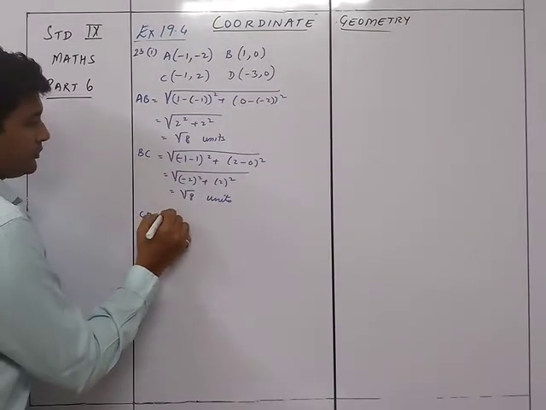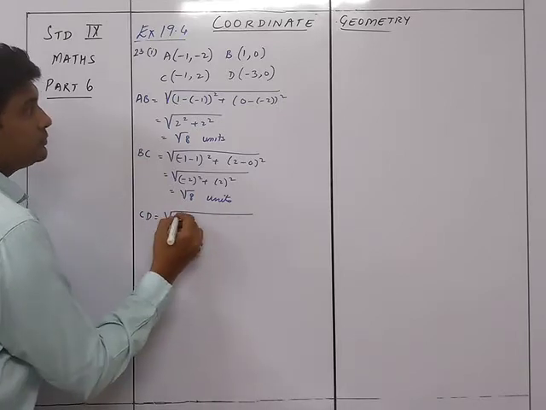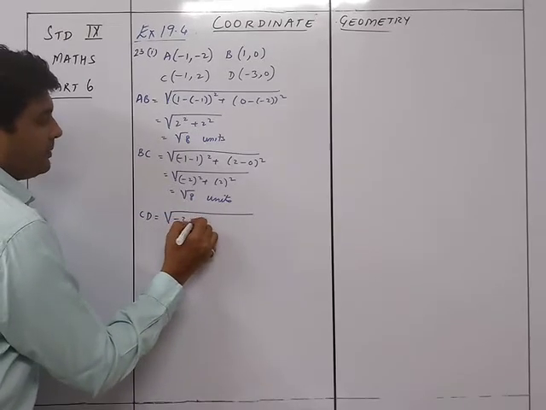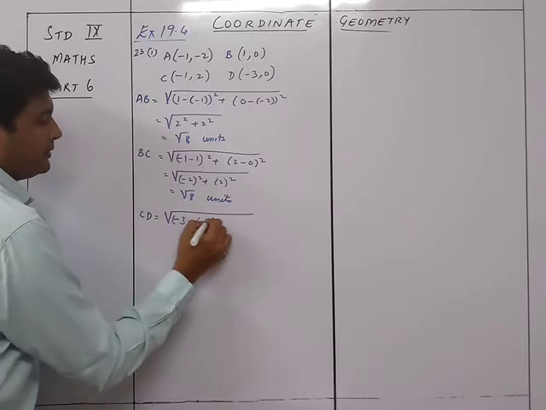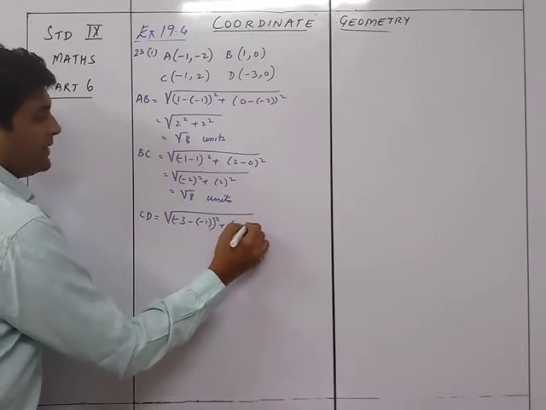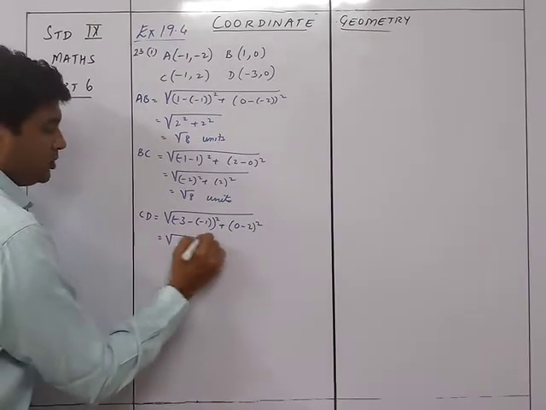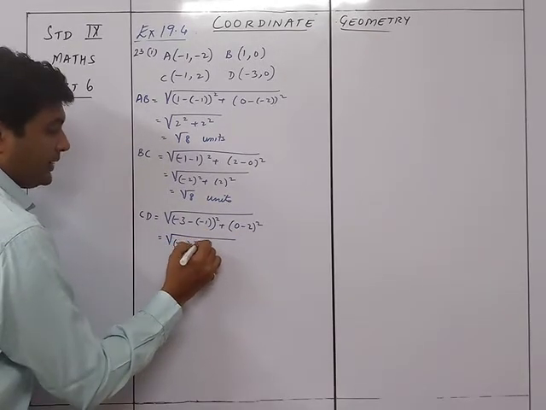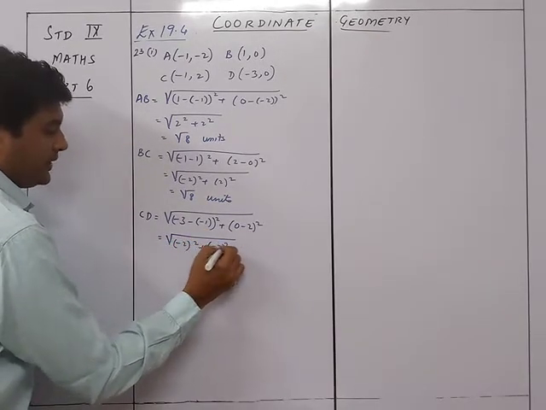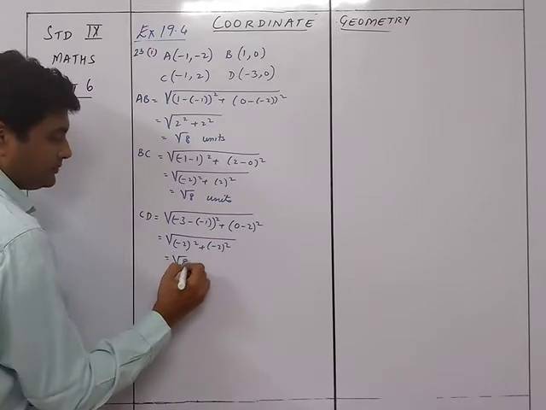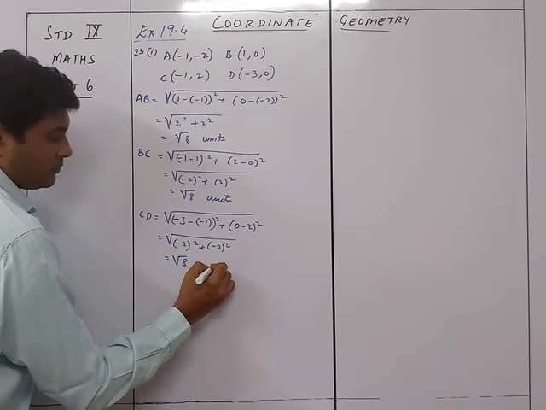CD will be equal to square root of (-3 minus of -1) the whole square plus (0 minus 2) the whole square. So this is going to be -2. So it will be (-2) the whole square plus (-2) the whole square. That will be root of 8 units.